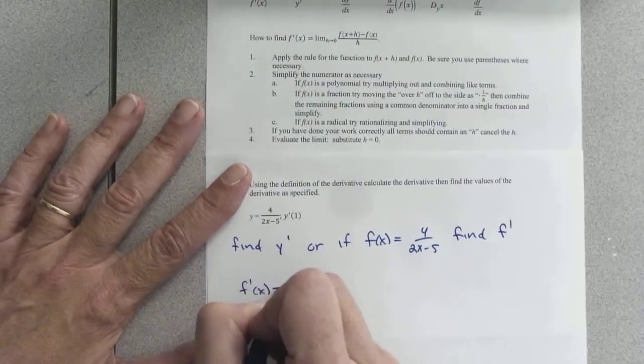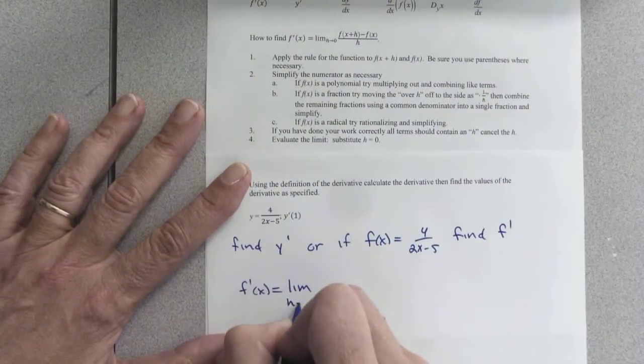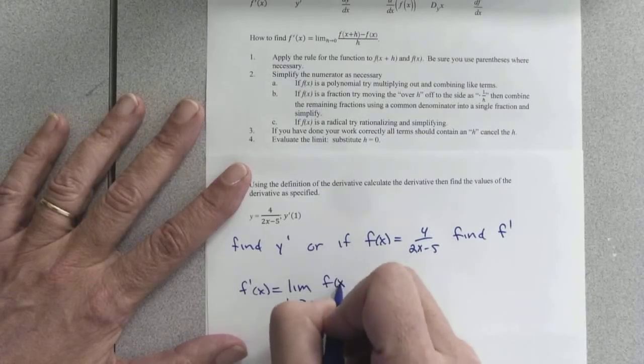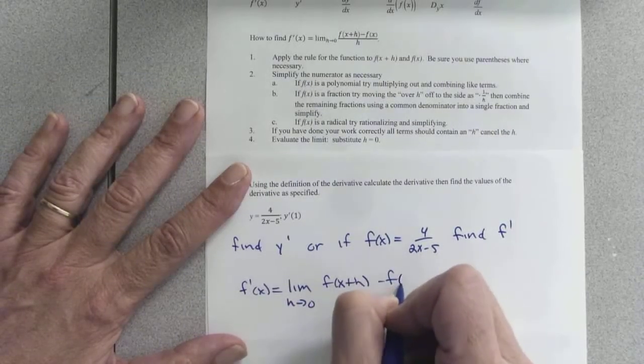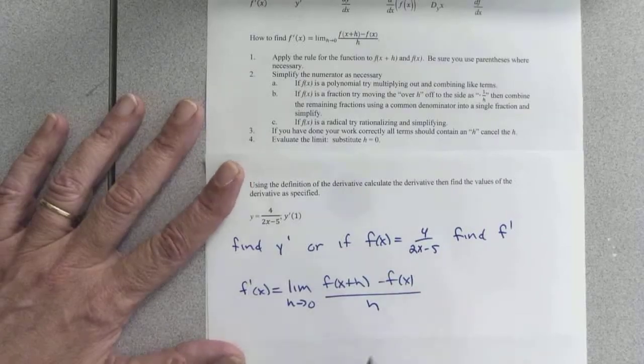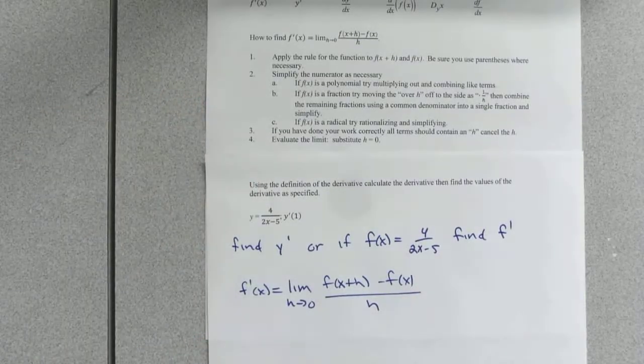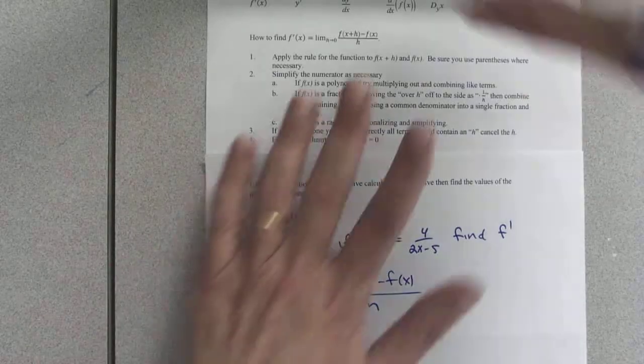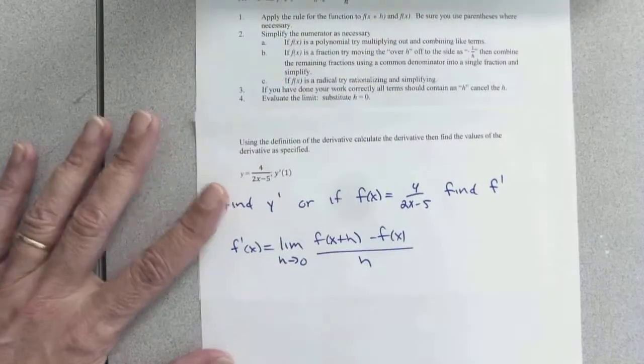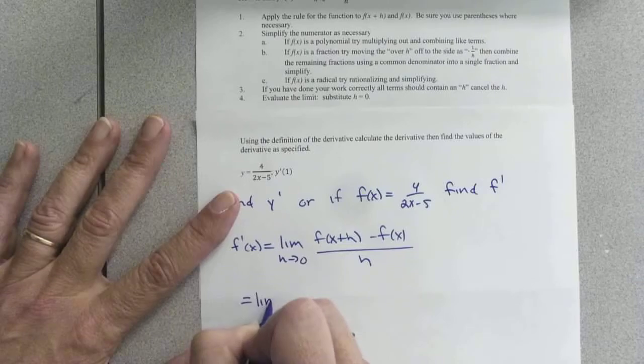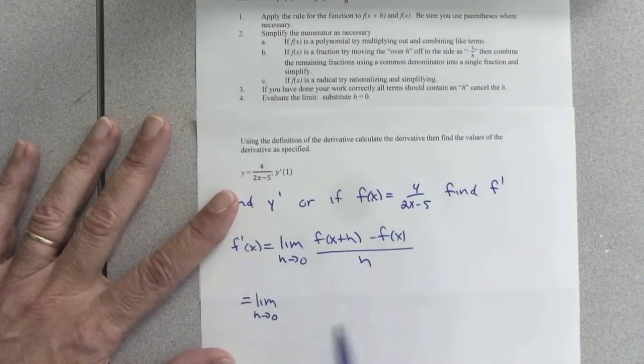So f prime of x is the limit as h goes to 0 of f of x plus h minus f of x all over h. And we are just going to start doing those problems again, doing that process, same process as before. And so that's the limit as h goes to 0.